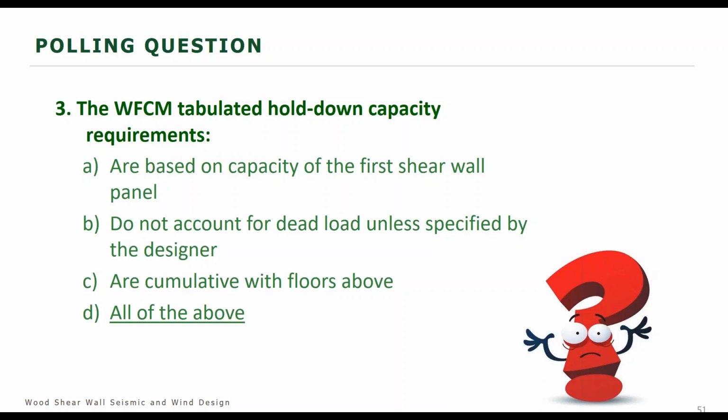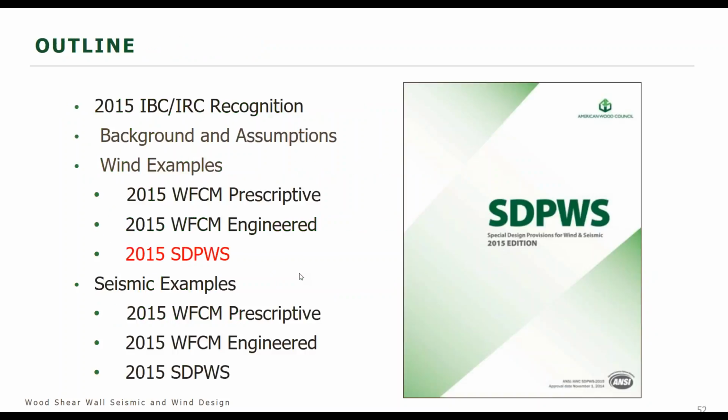it. And those hold down capacity requirements would be cumulative with the floors above. So the one that we just calculated was for the first floor. We would run that calculation again on the second floor and sum those values for the first floor hold down capacity requirement. All right, excellent though. Everybody's paying attention. Okay, so that was the wood frame construction manual.